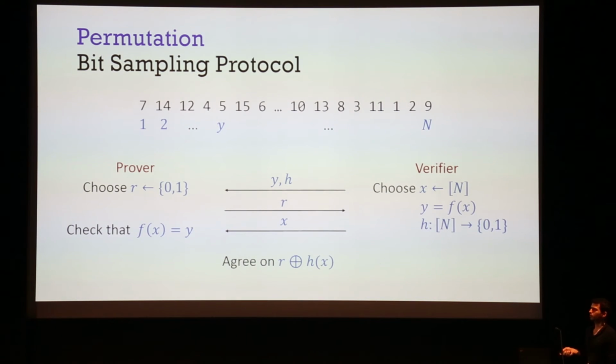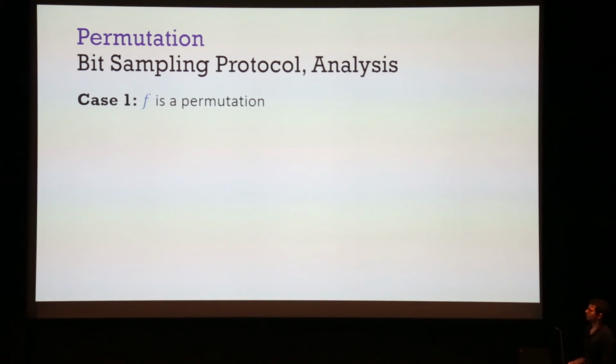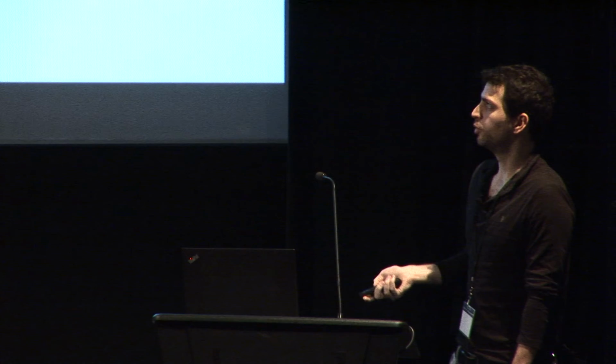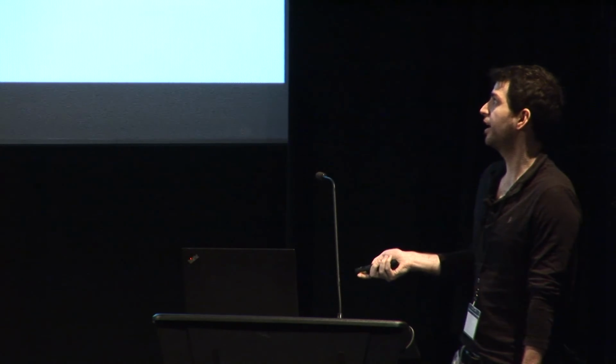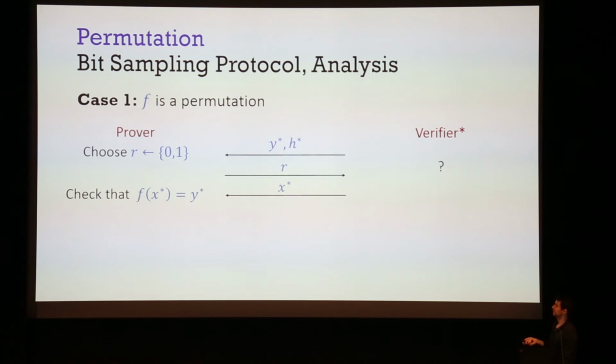So let's see why this protocol works. Our first case is f is a permutation. And remember that in this case, we want to protect against malicious verifiers. So we don't know what the malicious verifier is doing, but he will send some y star and h star to the prover. The prover now chooses a random r and sends it to the verifier, and the verifier sends some x star. But note that this x star better be an x star that passes this test, because otherwise the prover catches the verifier cheating. And then they agree on this value.